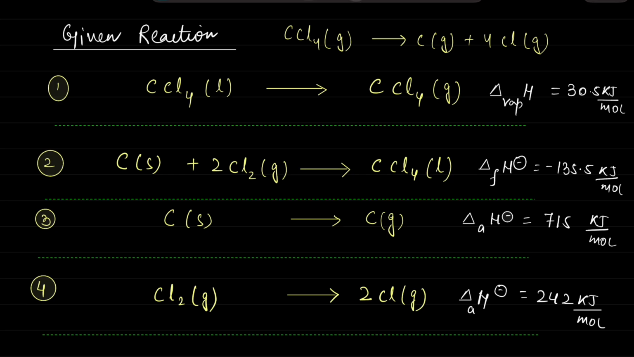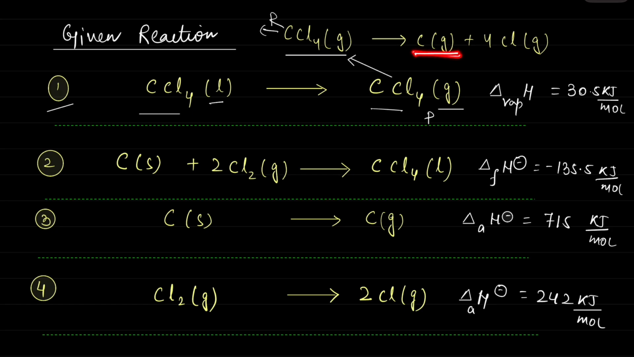For this, you see here in the first reaction, we have CCl4 in the liquid state, and this is CCl4 in the gaseous state. According to the question, we need CCl4 in the gaseous state. So this is required. But one thing we also need to understand: this CCl4 in the gaseous state is on the product side, and we need it on the reactant side. Similarly, carbon we need in the gaseous state, and it should be on the product side. As you see in reaction 3, carbon is in the gaseous state, and now this 4 chlorine is also in the gaseous state.